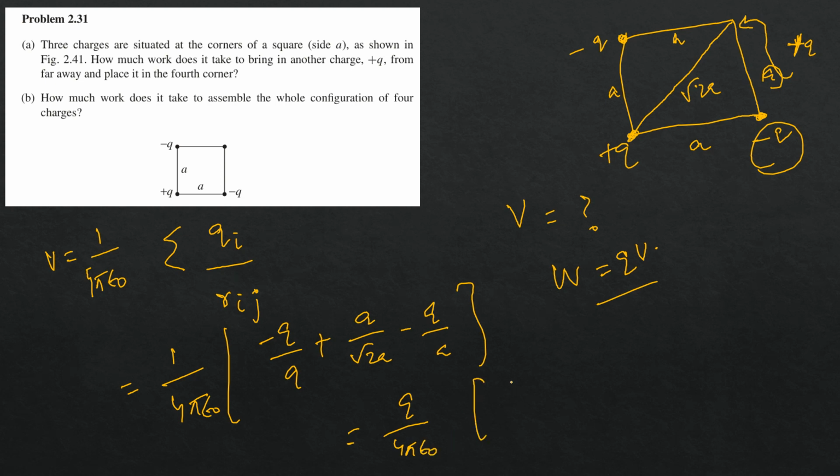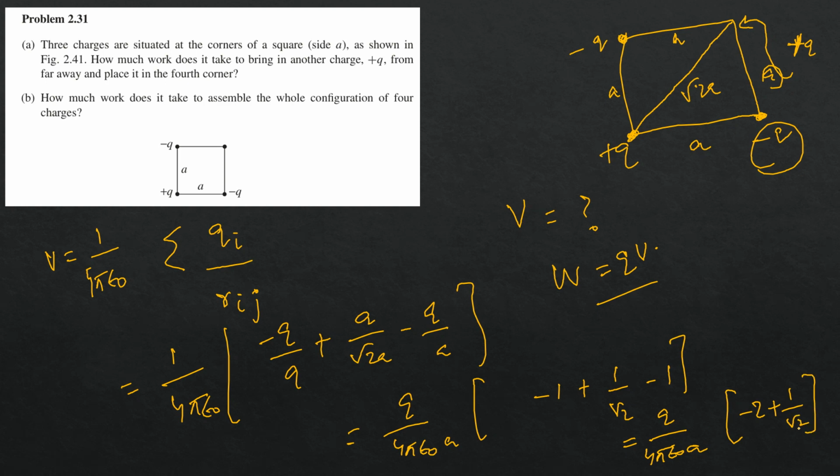So q comes out, q by 4 pi epsilon naught. Minus 1, a also comes out, minus 1 plus 1 by root 2 minus 1. So it becomes q by 4 pi epsilon naught a, minus 2 plus 1 by root 2. So this is only the potential.